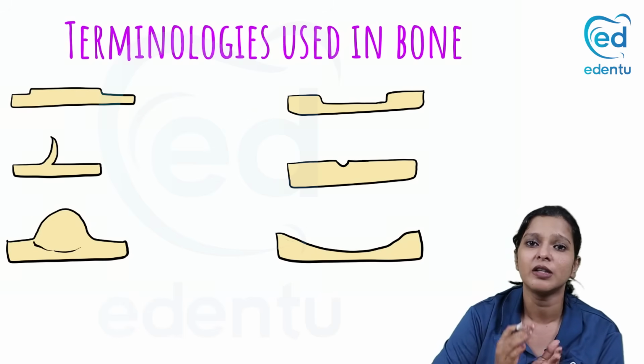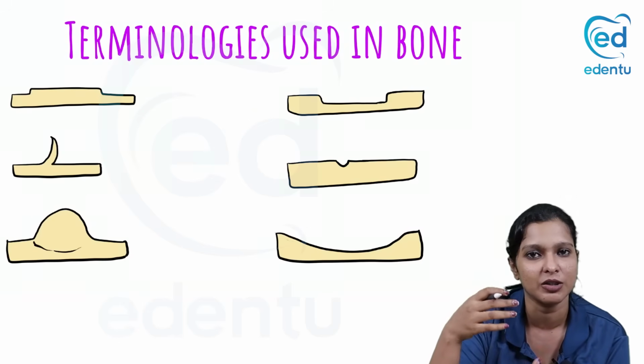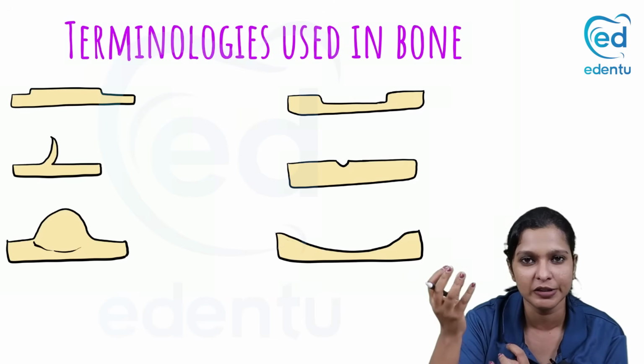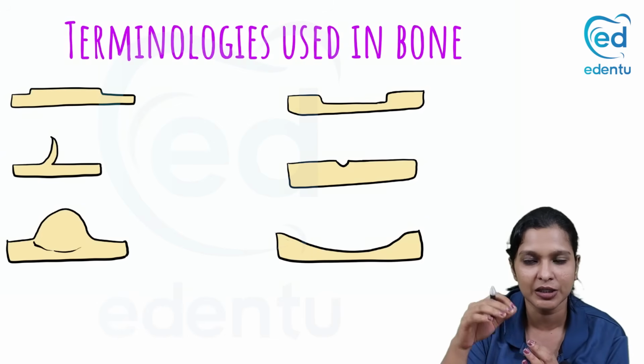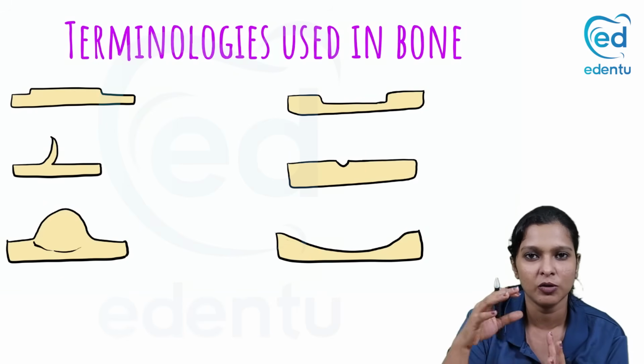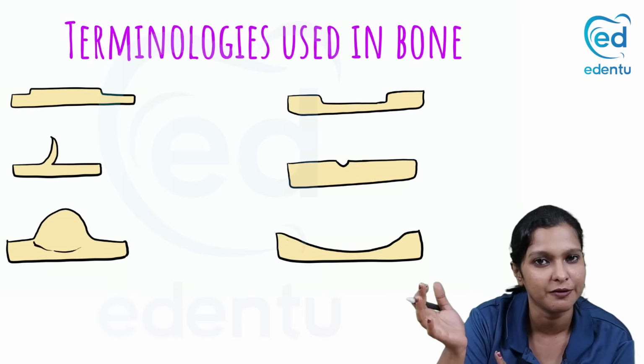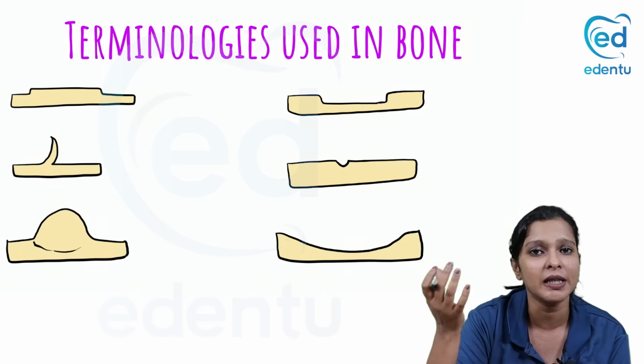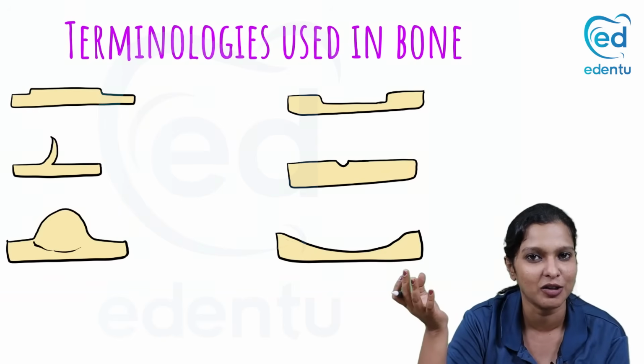So remember, the bone is not a very smooth structure. It has a lot of projections, a lot of depressions, something comes out of the bone, or there is a groove inside the bone. So it has a lot of features on its surface. In order to describe that, there are some anatomical terminologies used.